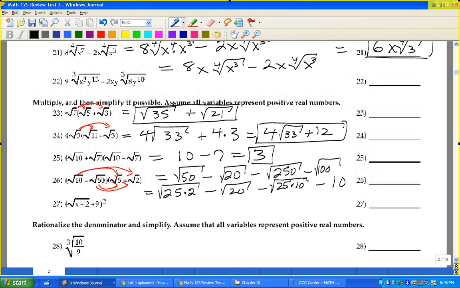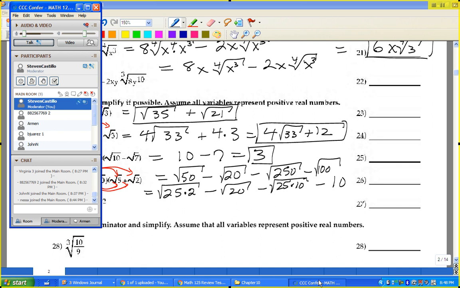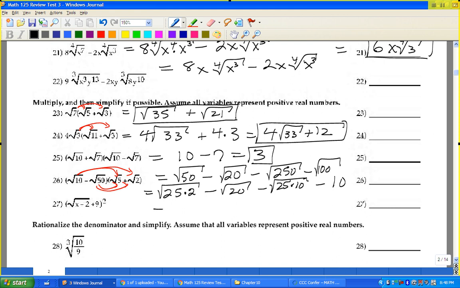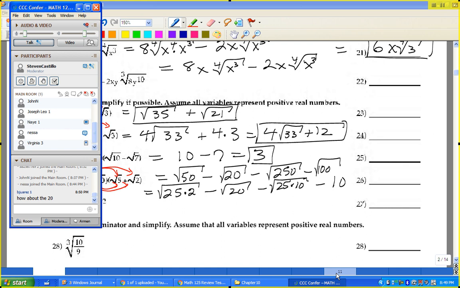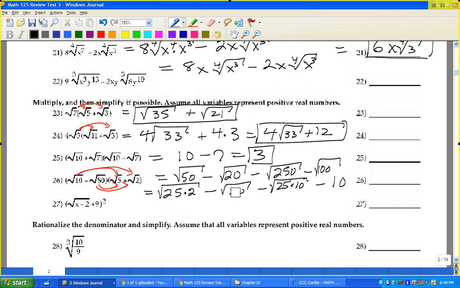And so, question? No, I guess not. Oh, and so I get square root of 25 is 5. Oh, maybe I'll just write it here. Oh, there's a question. How about 20? Oh, yes. Thank you. 4 times 5.